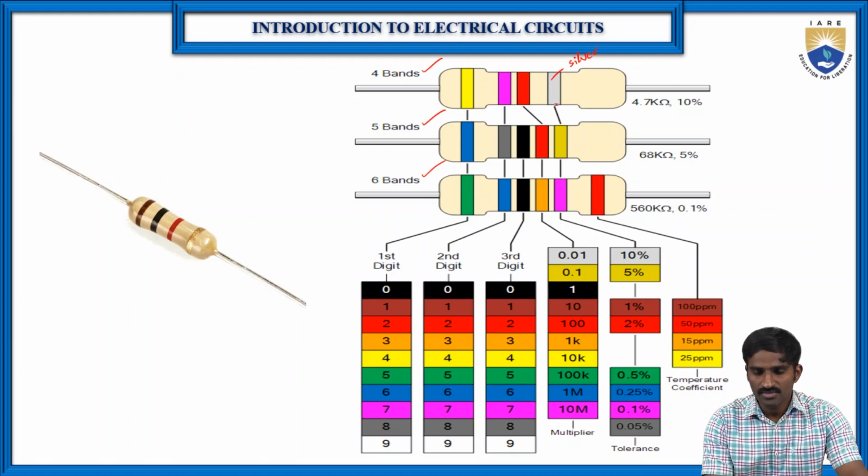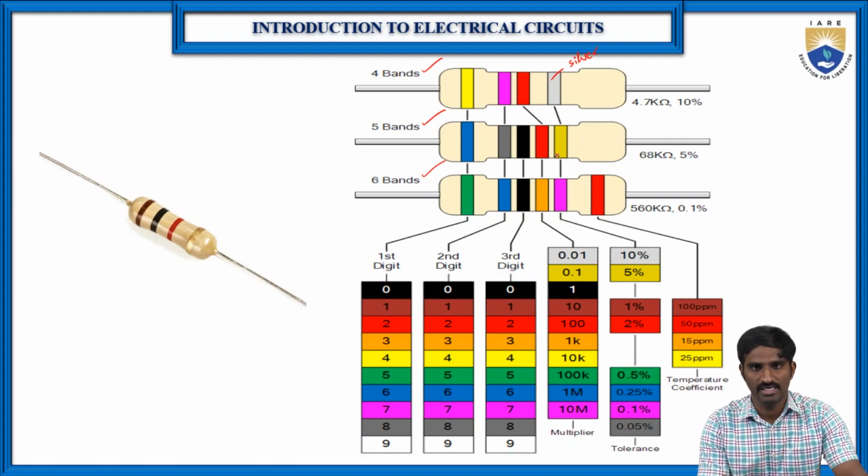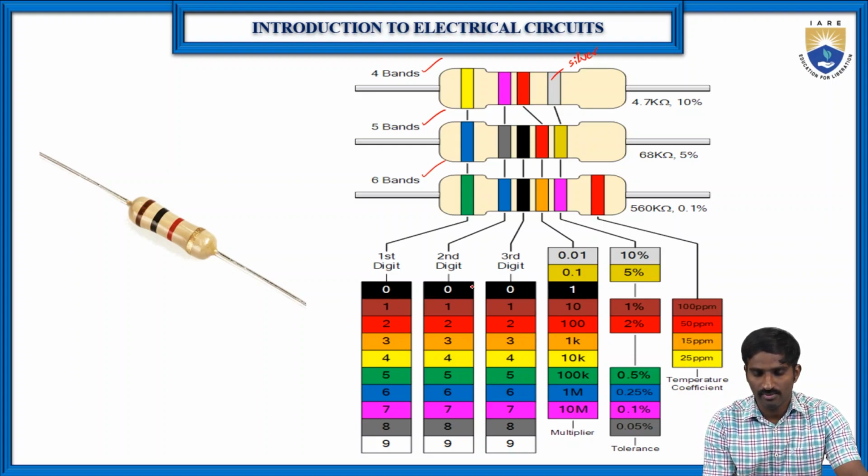So the color band which is immediate to the silver or gold color is the multiplier. Here the red color is immediate to the silver color, and as we know, red is 2. Because this is the multiplier, it means 10 to the power of 2. So here it is 10 to the power of 2.